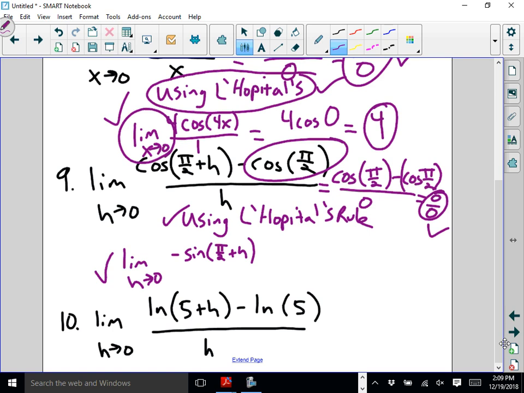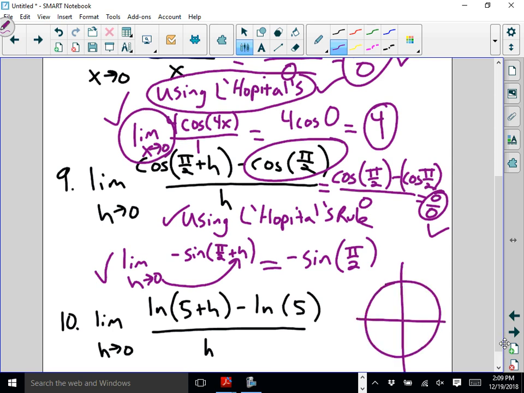Now we can plug in 0 for h, and my answer is going to be negative sine of pi halves. Right? On my unit circle, pi halves is right here. That's the point 0, 1. This one is sine. So I know sine of pi halves is 1. But it's the opposite of that, right? Because it is negative. So I get opposite 1, negative 1 is my answer.